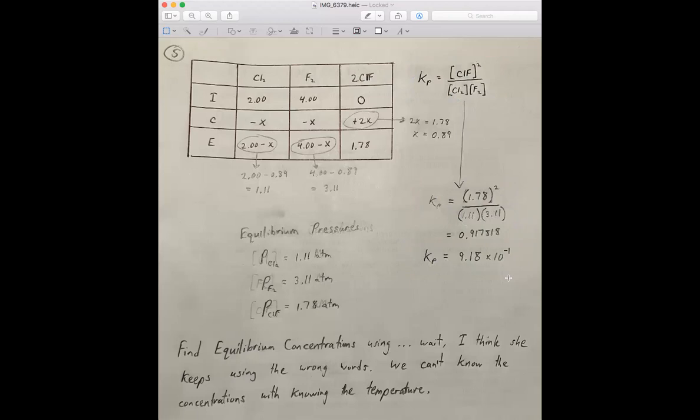But she's asking for the equilibrium concentrations. I don't think we're able to do that with the information given. I'm pretty sure you need the temperature to use the ideal gas law. Either that, or she's maybe using the wrong words. She's done that before. I do that too. So I don't think we could actually find those.